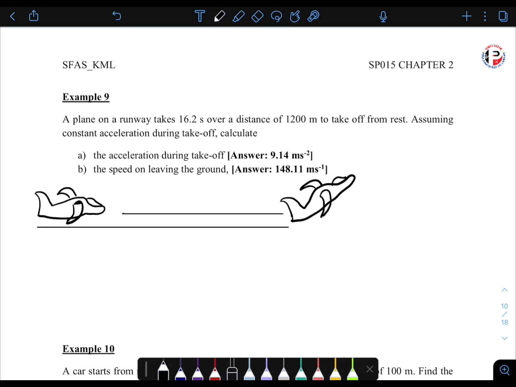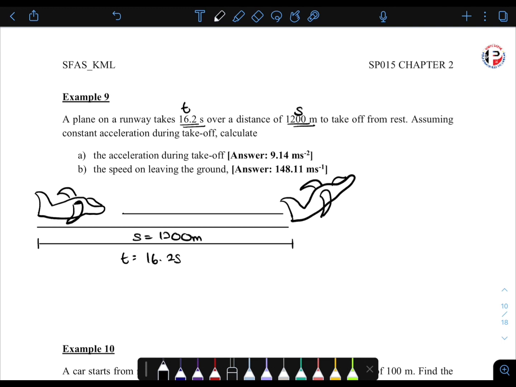So now we are going to take out the information. The question states that a plane on a runway takes 16.2 seconds over a distance of 1200 meter to take off from rest. So we actually have 3 pieces of information here. The first one is the journey across the runway, it takes 16.2 seconds, which is the time taken. The next information is the length of the runway, which is the displacement of the plane, s is equal to 1200 meter.